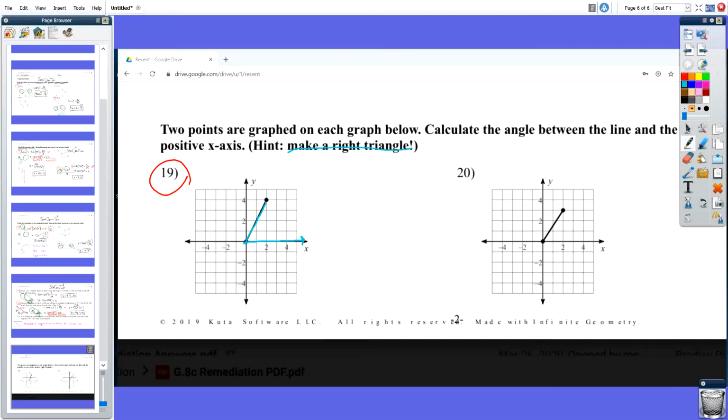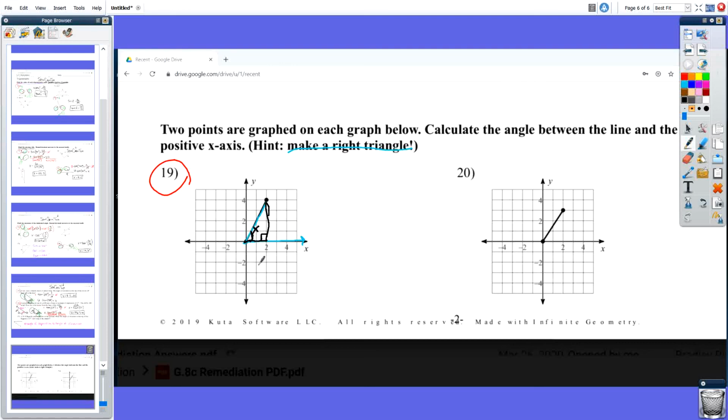So we want to make a right triangle. The way we're going to do that is we're going to go straight over along that positive x-axis, and we're going to go straight up. If you can draw straight lines, then you should have made a right triangle right there. Calculate the angle between the line and the positive x-axis. So between this line here and between right here, that is the angle that we want to be solving for.